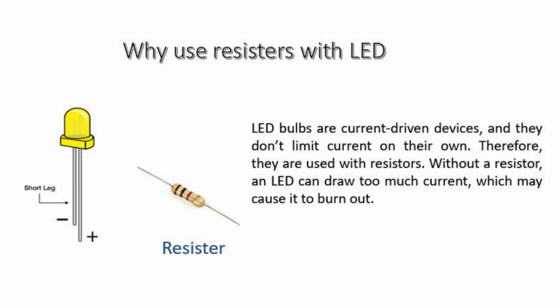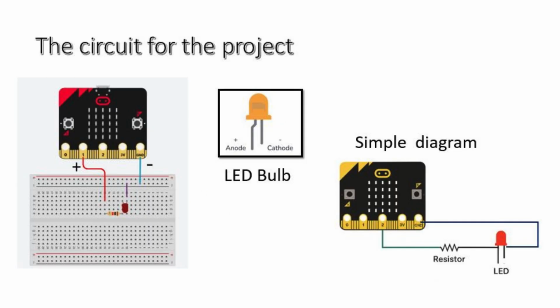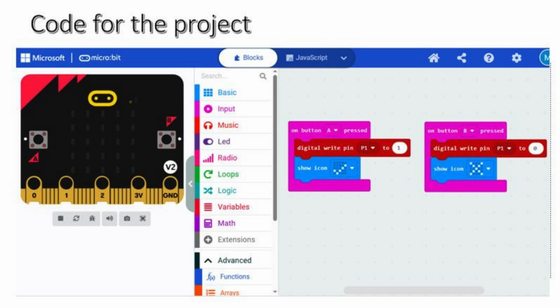LED bulbs are current-driven devices and they don't limit current on their own. Therefore, they are used with resistors. Without a resistor, an LED can draw too much current, which may cause it to burn out. This is the circuit for the project to connect an LED bulb to the microbit using a breadboard and a resistor. Now we will discuss how to generate the code.